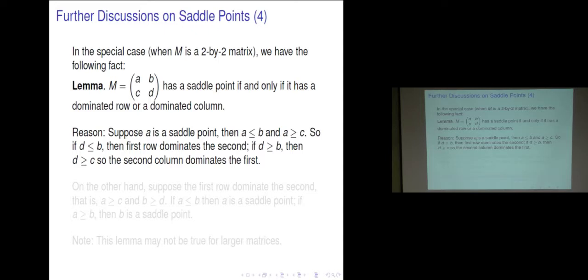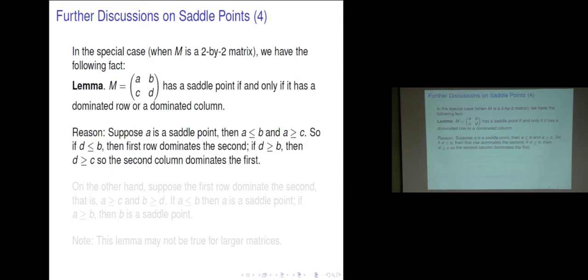Now look at D. Compare D with B. There are two cases: D is less than or equal to B, or the other way. If D is less than or equal to B, then, since C is less than or equal to A, the first row completely dominates the second row. Because C is less, D is also less. So we have a dominant row.